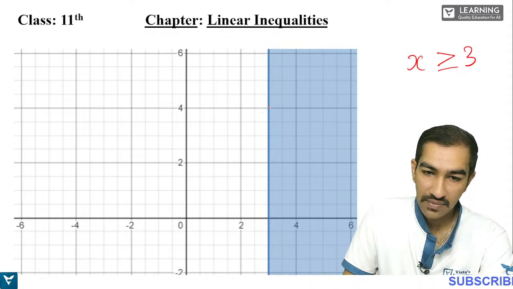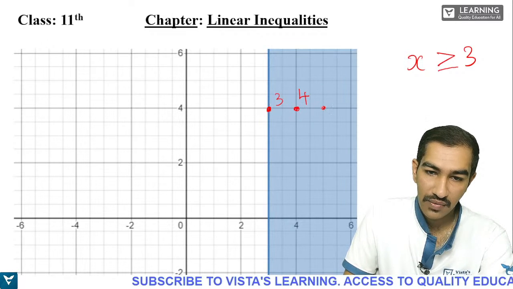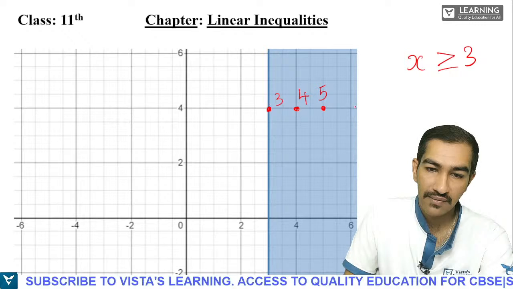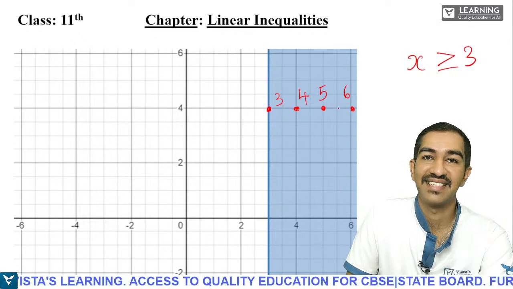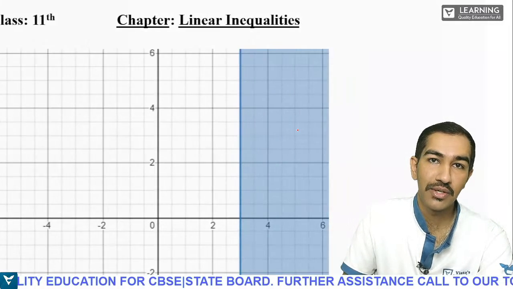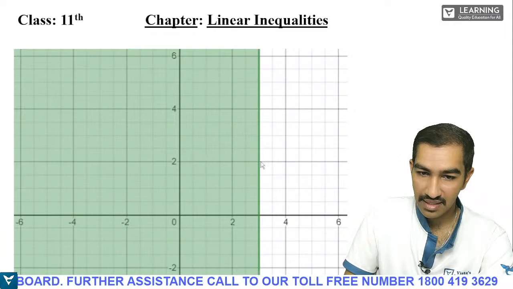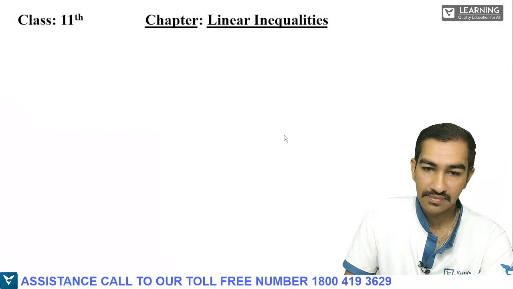So now you can take this value. What is the value of this? 3. You can take this value as well. What is the value of this? 4. You can take this value as well. The value of x is equal to 5. And here it is 6. Understanding? So this is x is greater than or equal to 3. Moving on to the next graph. See this? Again a solid line. Correct? A solid line is written here.